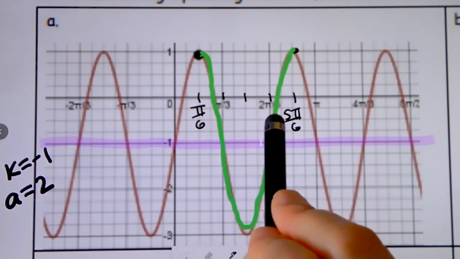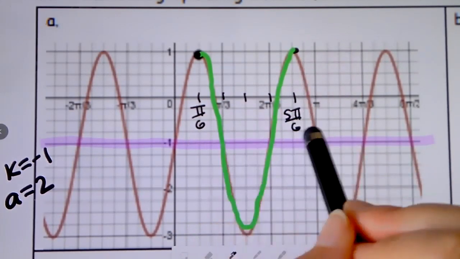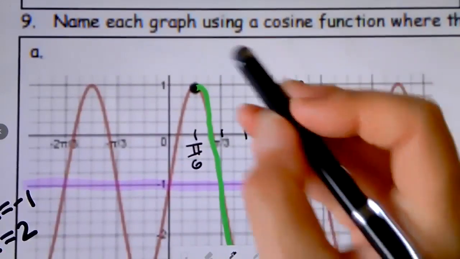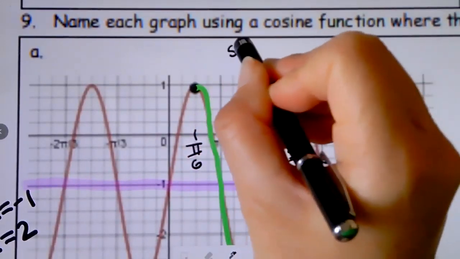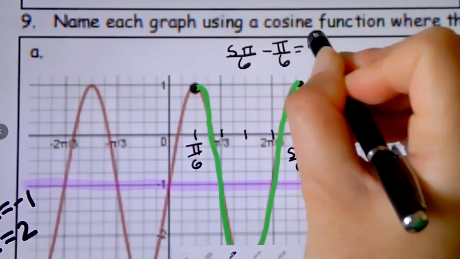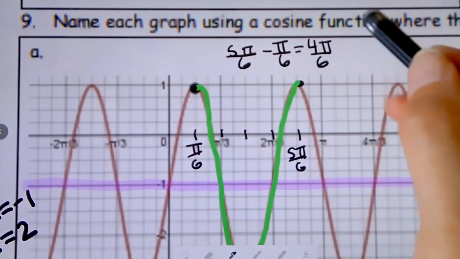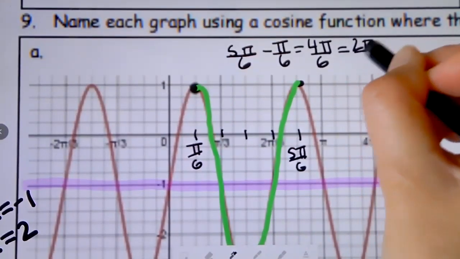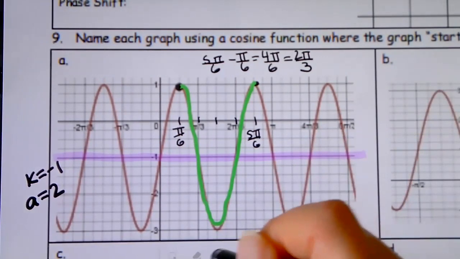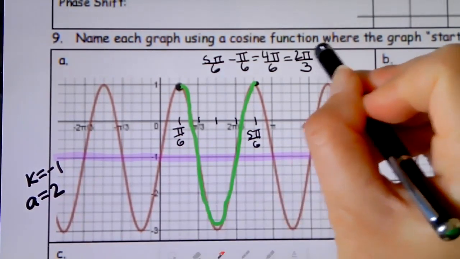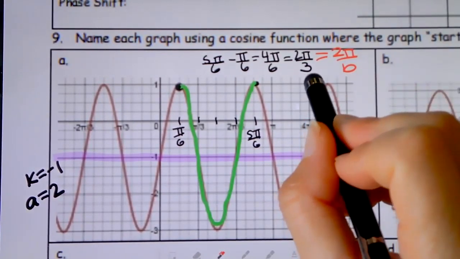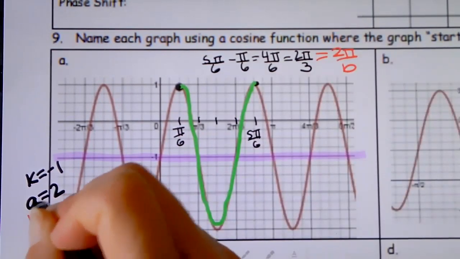So I need to figure out that distance. I'm going to basically be subtracting 5 pi 6 minus pi 6. Let me do that up here. 5 pi 6 minus pi 6 is 4 pi 6. So that's my period, and I can reduce that to 2 pi thirds. Now remember, your period is equal to 2 pi over b. Since my period is equal to 2 pi over b, that means my b is going to be 3. So I know my b is going to be 3.